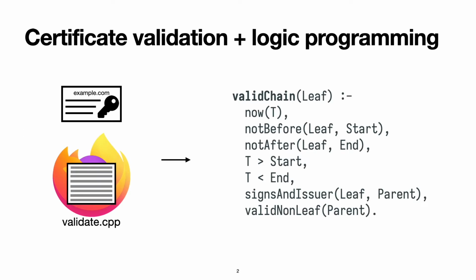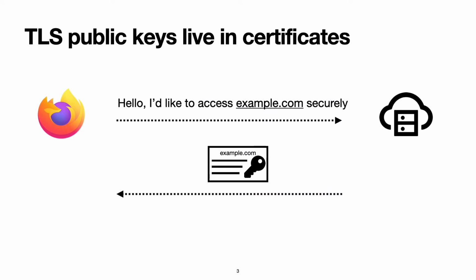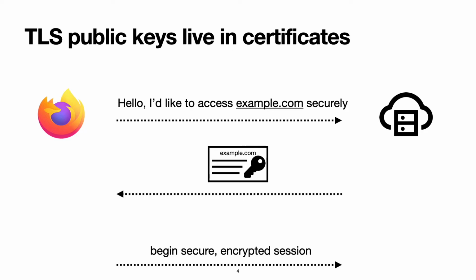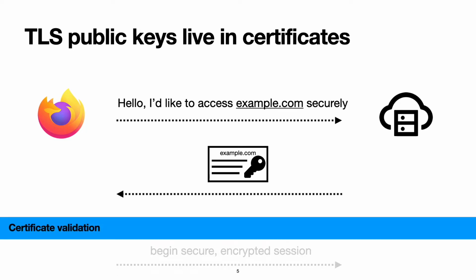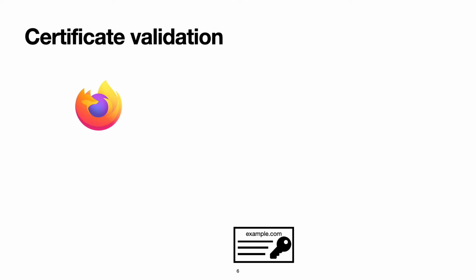So today I'm going to be discussing a somewhat fun idea: why TLS certificate validation code should be written in Prolog. Just to start, let's review what certificate validation actually is. During a TLS handshake, the server sends its public key housed in a TLS certificate, which the client or browser uses to start a secure session. But before doing so, the browser must first validate the certificate. Crucially, it checks whether this leaf certificate is actually owned by example.com and not by an imposter.